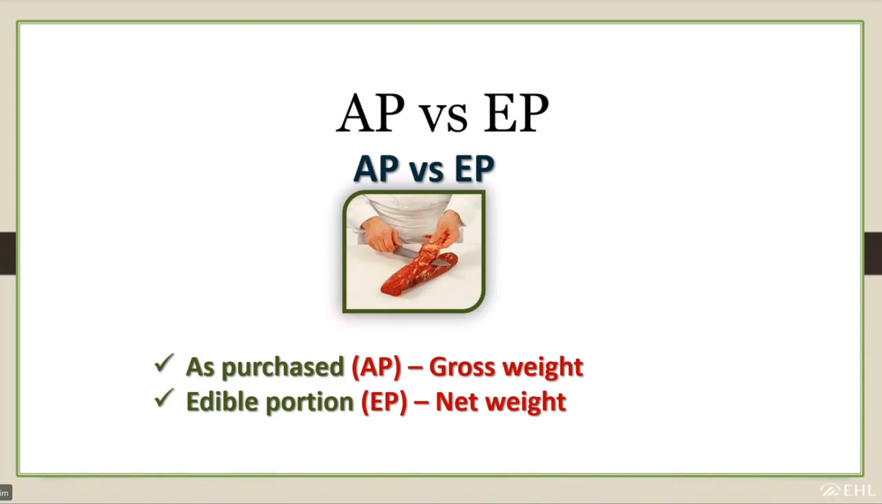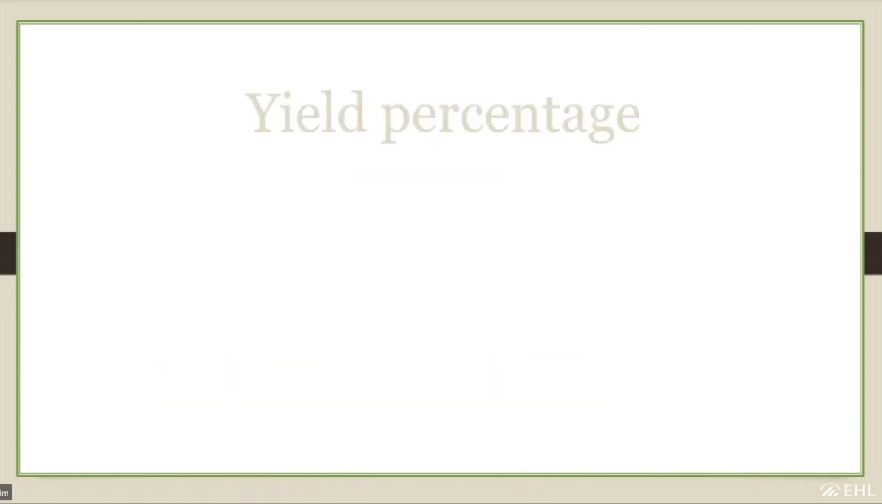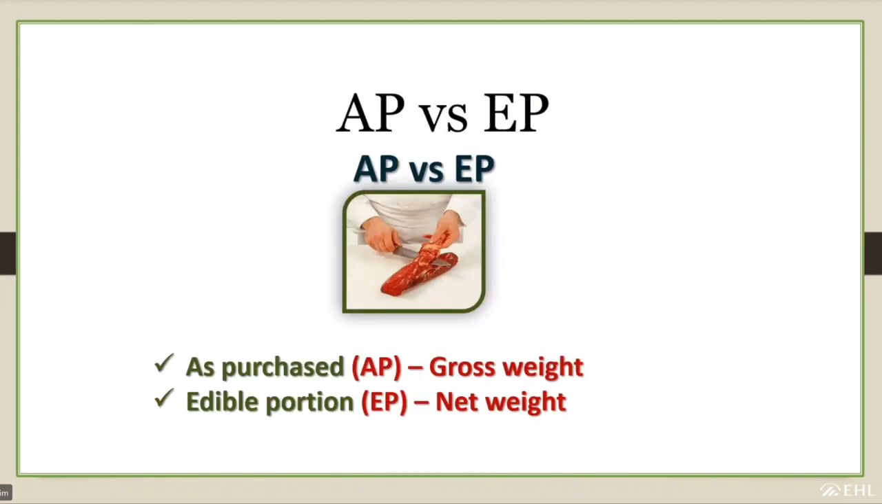Now we have AP versus EP. Guys, do you know how to calculate that? The yield, as purchased and edible portion prices, net weight, is that something we should go over? Yeah, no, maybe. Can you briefly just go over it? Okay, yeah, I could just explain it.